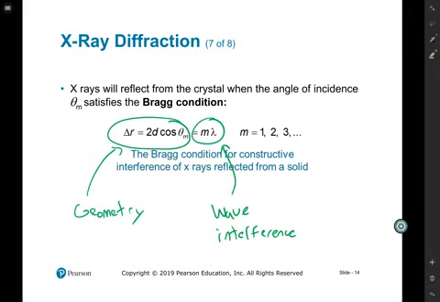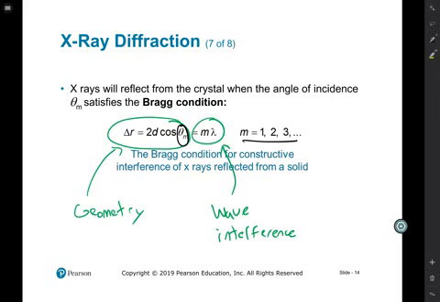Notice as well, you can only calculate where the bright spots are. Everything in between is dim. And there are also multiple bright spots, the first, second, third, and so on. So if you know where bright spots are located, the angle, then you can figure out the atomic spacing given the wavelength, or the wavelength given the atomic spacing. It's an experimental way to figure out the structure of things.